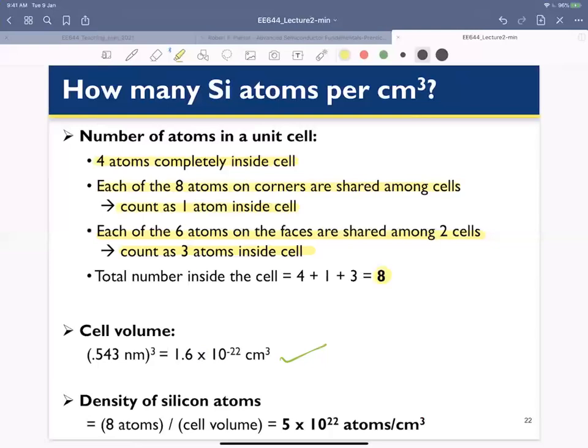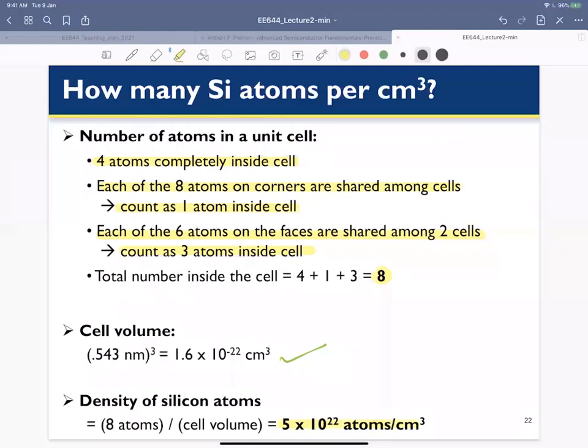And the volume of the unit cell is 1.6 into 10 to the minus 22 per centimeter cube. Then the density you could find, right? In silicon there are 5 into 10 to the 22 atoms per centimeter cube. So if you take a 1 centimeter cube of silicon, you have 5 into 10 to the 22 atoms, right? So this is very important. Why is it very important?